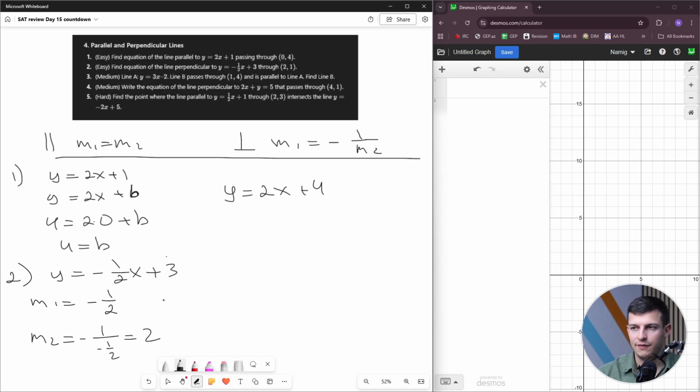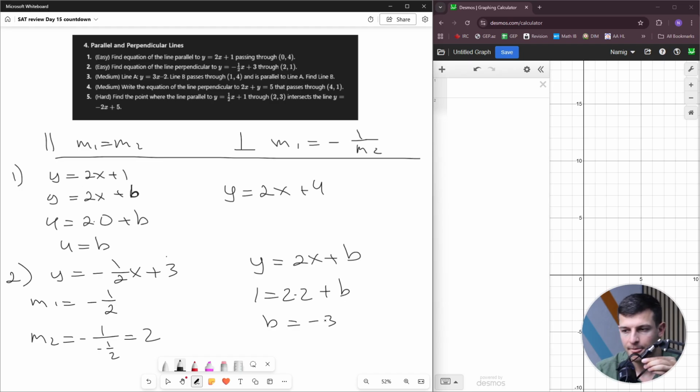That's not enough. We also need to make sure it passes through (2, 1). So we're going to do what we did in the first equation. y equals 2x plus b is our equation, and all I have to do is plug in 2 for x, 1 for y. So 1 equals 2 times 2 plus b, and b is going to be negative 3. This one is a bit tricky, so let me actually check if that's the case.